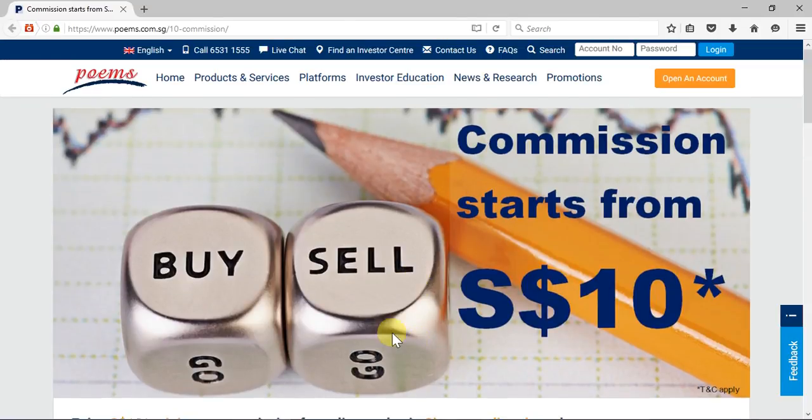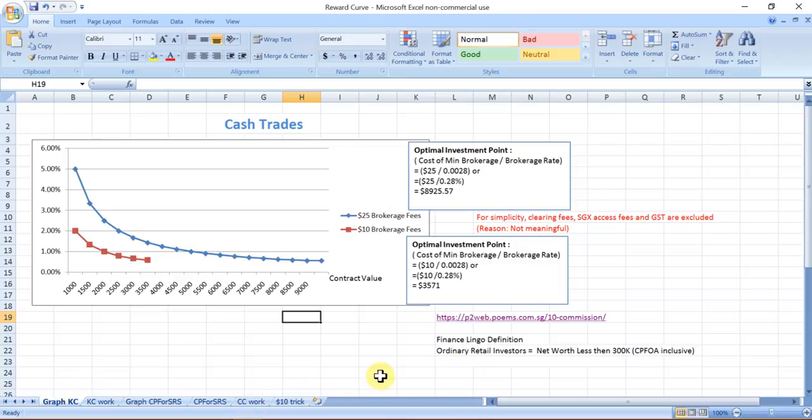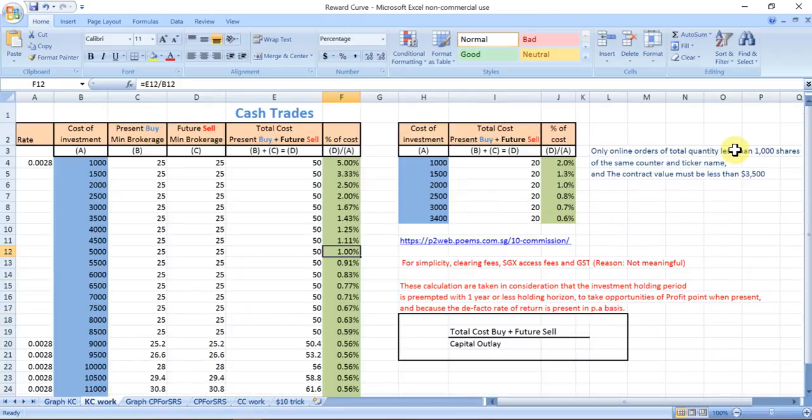Generally, I'll just sum it up. For the $10 brokerage fees, you need to trade less than 1,000 shares on the same counter, and the contract value must be less than 3,000. Over here, I presented a table for you. Similarly, I work out the present buy and the future sell cost, sum it up and divide it by the cost of investment. From there, we identify the green column as a percentage as a form of cost of investment.